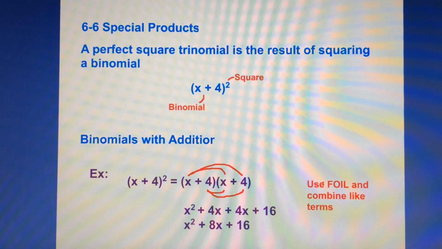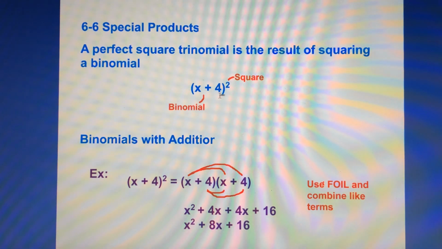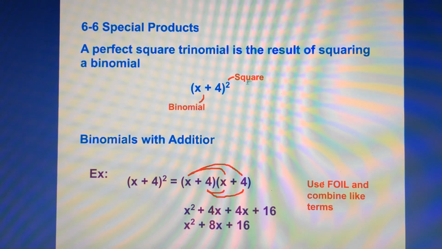Okay, let's take a look at our last section of polynomials for multiplication here. Special products. If I have a perfect square trinomial, it is the result of squaring a binomial. You're going to see that terminology a lot on standardized tests. Perfect square trinomials. What in the world is that? It means you took a binomial, two terms, and you squared it. Exponent was the square. Here's your binomial.